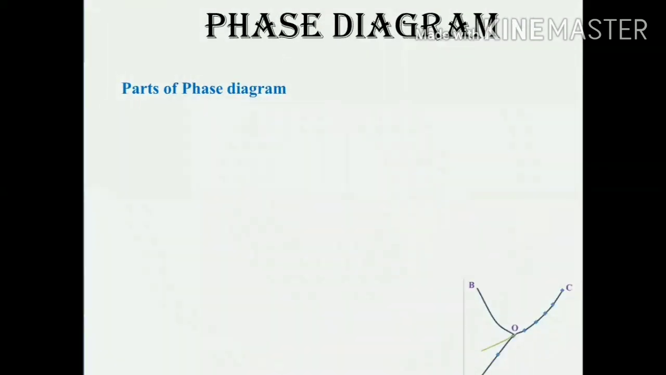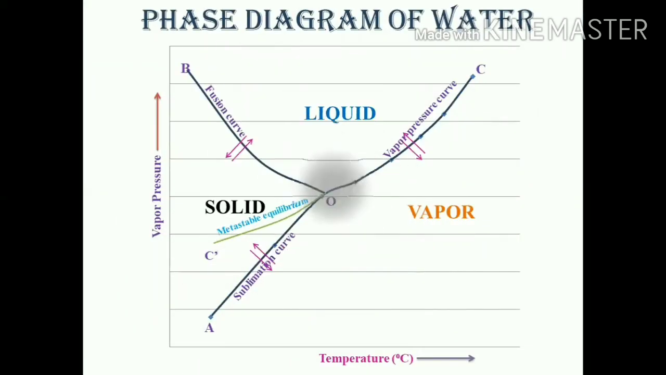Now let's see the different parts of the phase diagram that we have just learned. The first is the curves that we learned, the three different curves, and yes, of course, the fourth one, that is the OC dash curve, that was called the metastable equilibrium. The second part of the phase diagram is the areas, and the third part is the points. Now, what are those points? Let's go back to the previous slide.